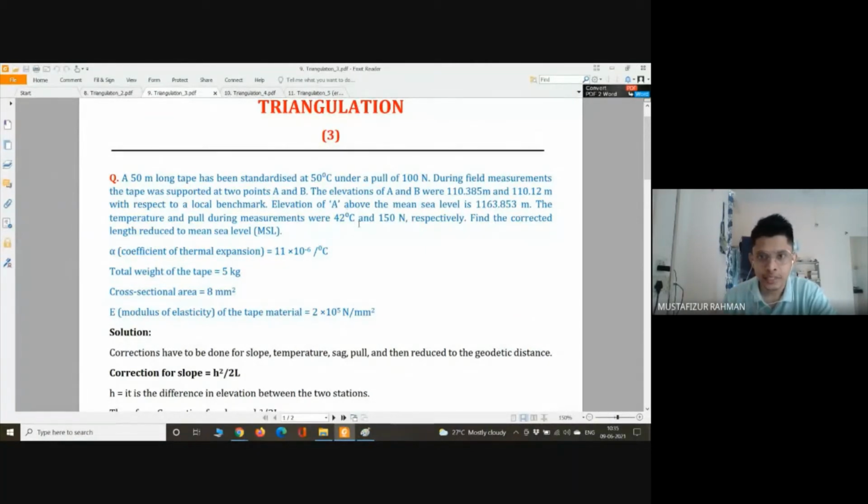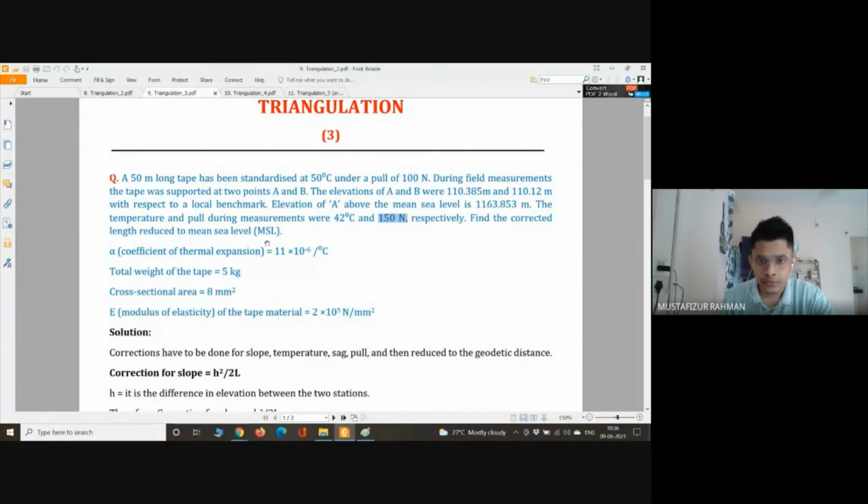We see the temperature in the field is 42 degrees Celsius, which is different from the one at which the tape was standardized. So there will be a difference. And we also see that we have applied a pull of 150 Newton, which is again different from the one when it was standardized. So there shall be a change due to this pull also, so there has to be a correction for this pull also. We have to find the corrected length reduced to mean sea level between point A and point B.